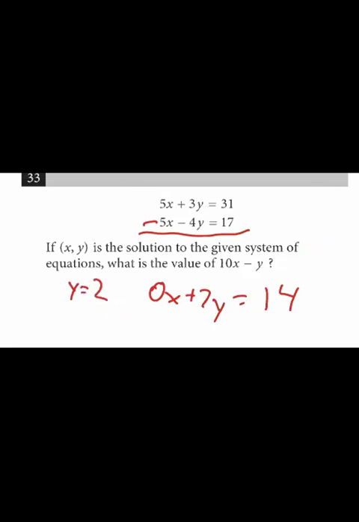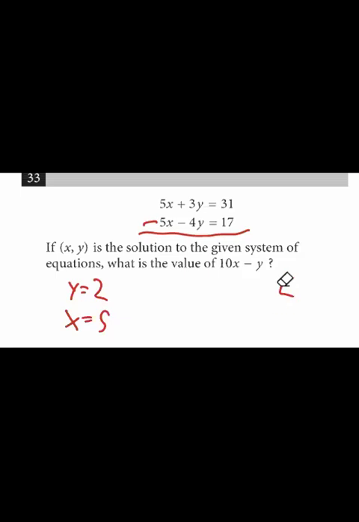And then we have to solve for x. So we plug y equals 2 into the top equation. We get 3 times 2 is 6. 31 minus 6 is 25. 25 divided by 5 is 5. So we have x is equal to 5. So y is 2, x is 5.